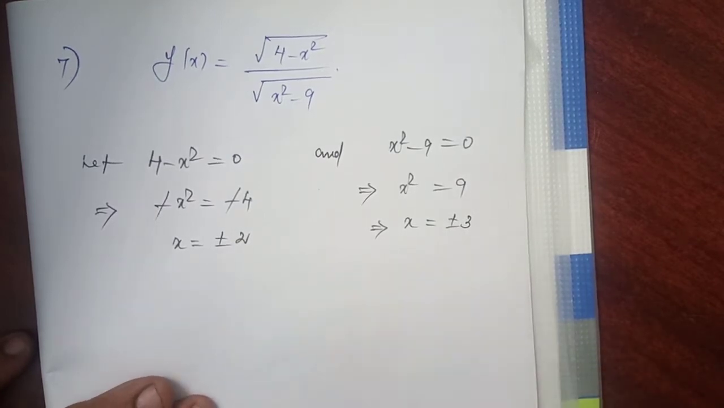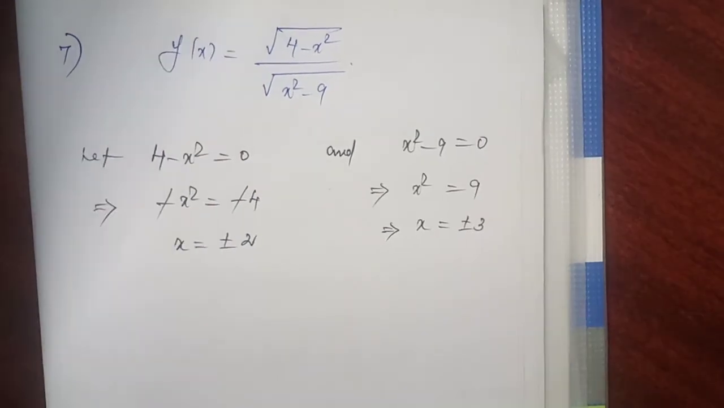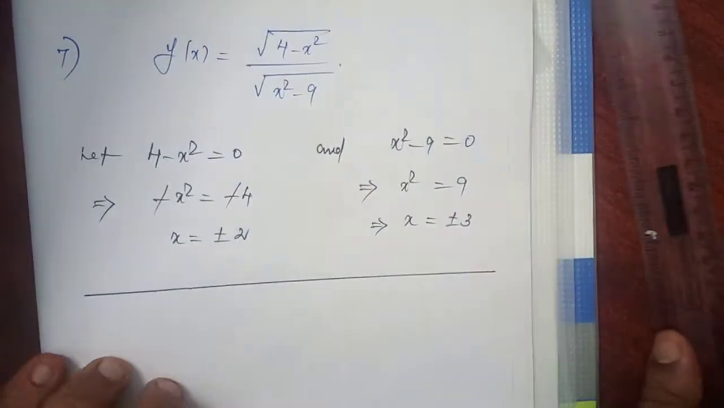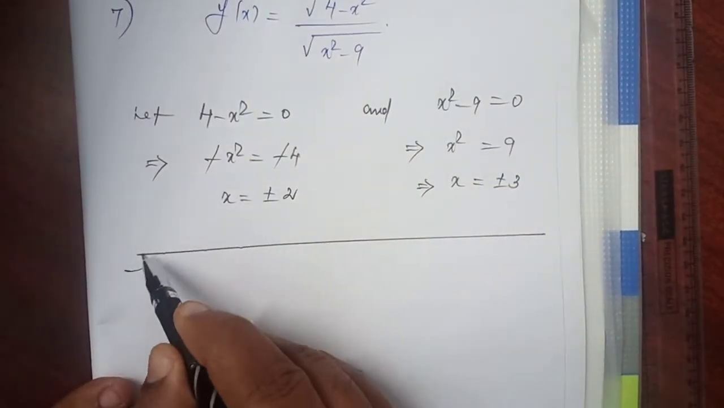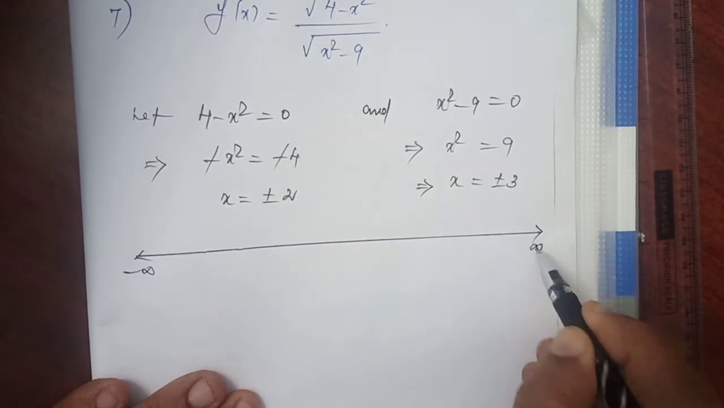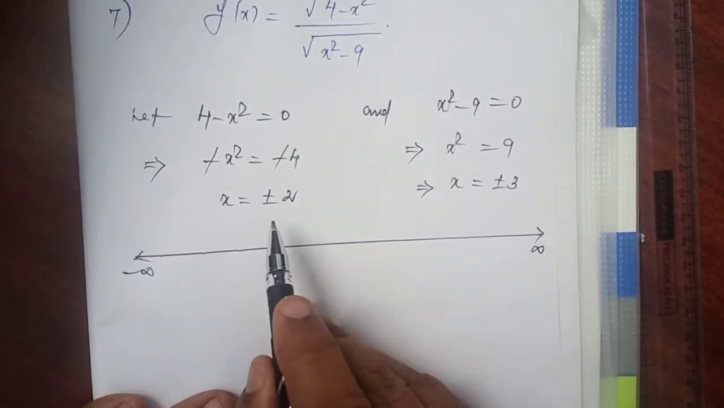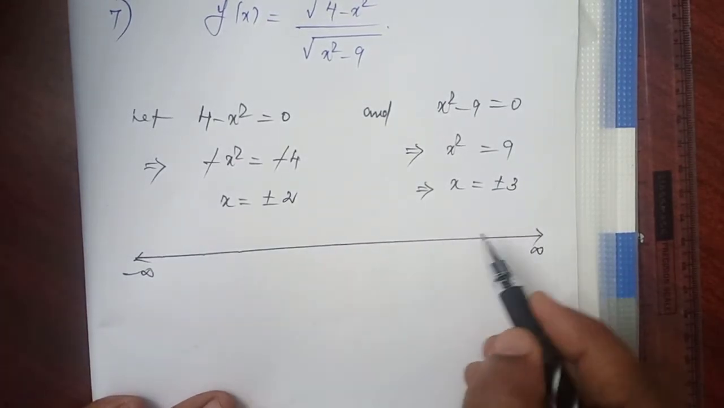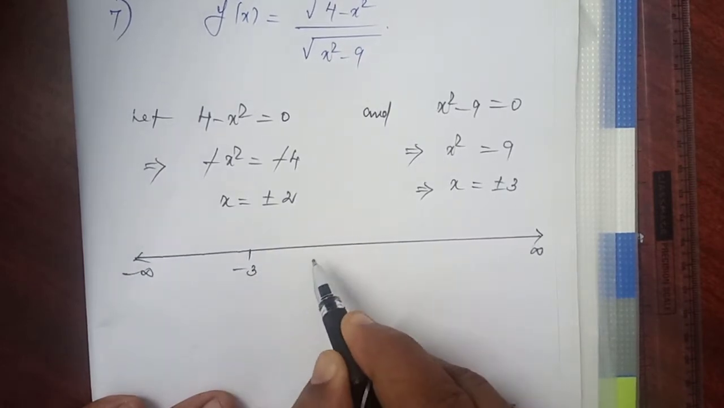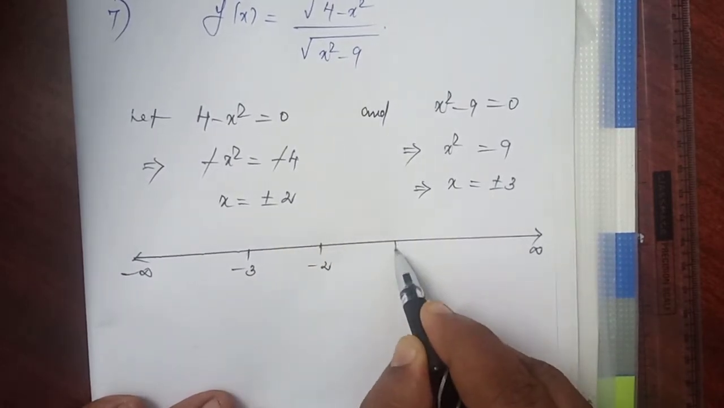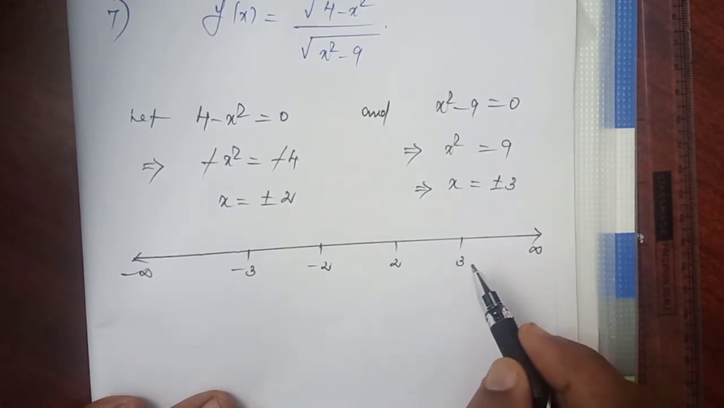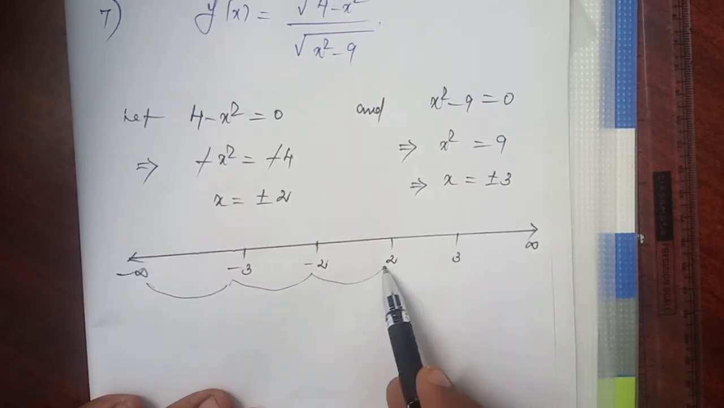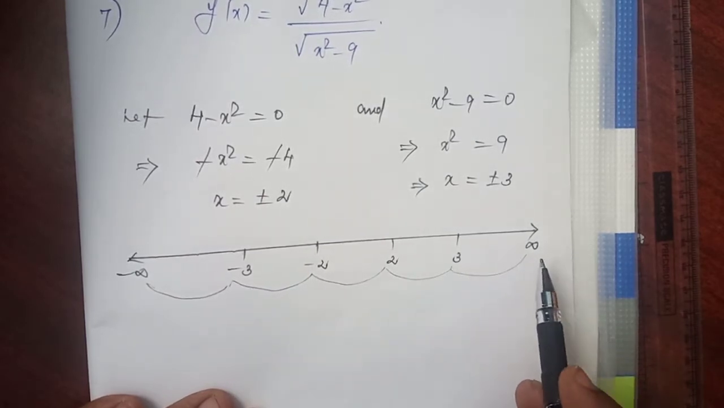Now you can go to the number line, the real line. The starting one is minus infinity, and the ending one is plus infinity. Here we have four values of x, and I have to write them in order. First minus 3, after that minus 2, then 2 and 3. So we have 1, 2, 3, 4 and 5 intervals.